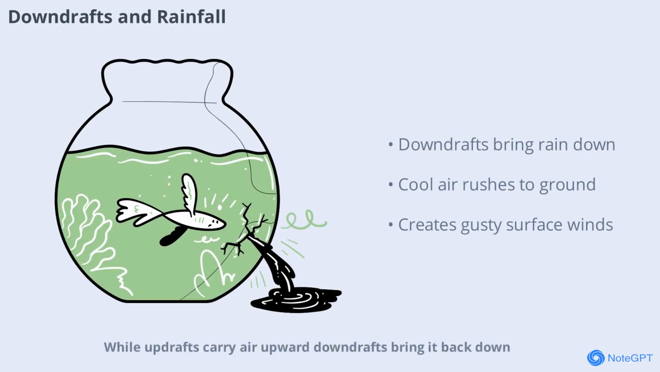While updrafts carry air upward, downdrafts bring it back down. As rain forms within the cloud, it becomes heavy and begins to fall, dragging cooler air with it. This creates a downdraft, which can lead to sudden gusts of wind at the surface. The combination of updrafts and downdrafts creates the turbulent churning motion inside a thunderstorm, resulting in heavy rainfall and sometimes even hail. These powerful air movements are what make thunderstorms so dynamic and unpredictable.